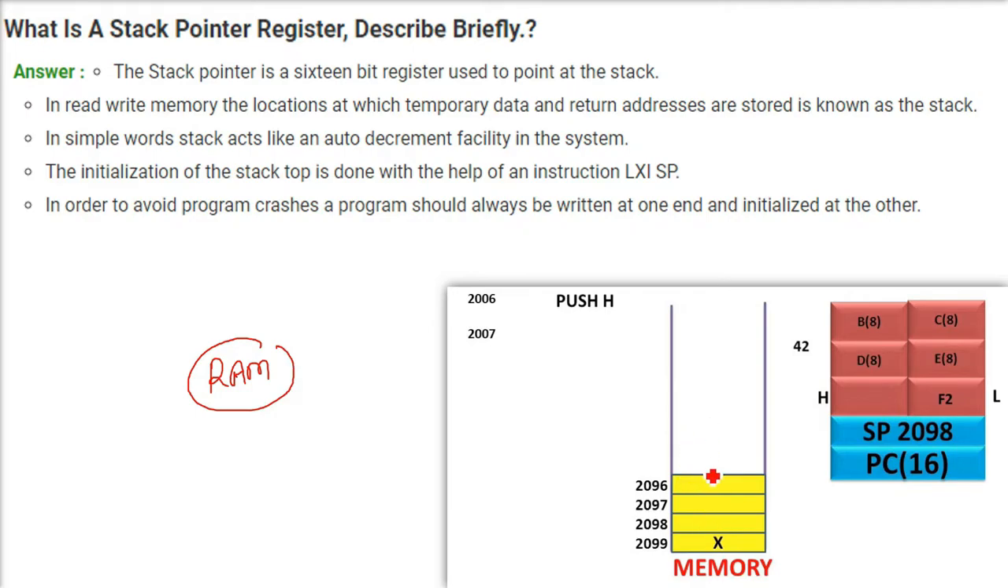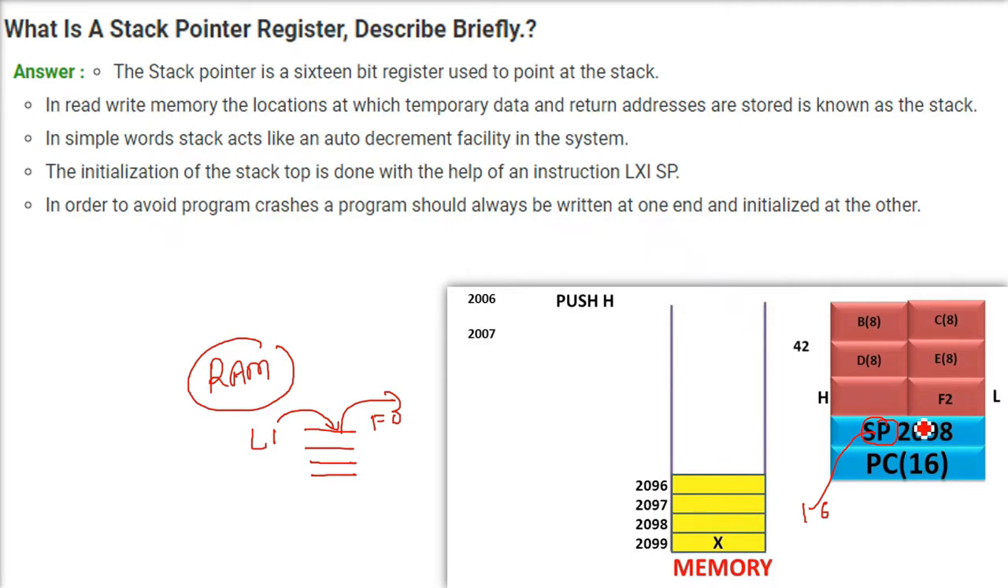This is how it is, logically seen. So stack is data one over another. The last input data will be the first to be output data, last in, first out. This is called stack. So this SP, what you see here, is a 16-bit register. This is used to point to, or it indicates, the stack.